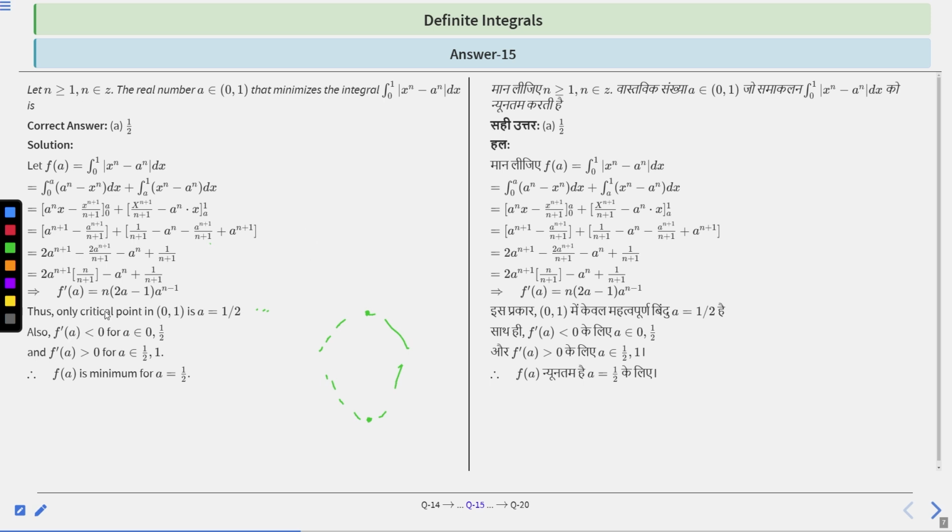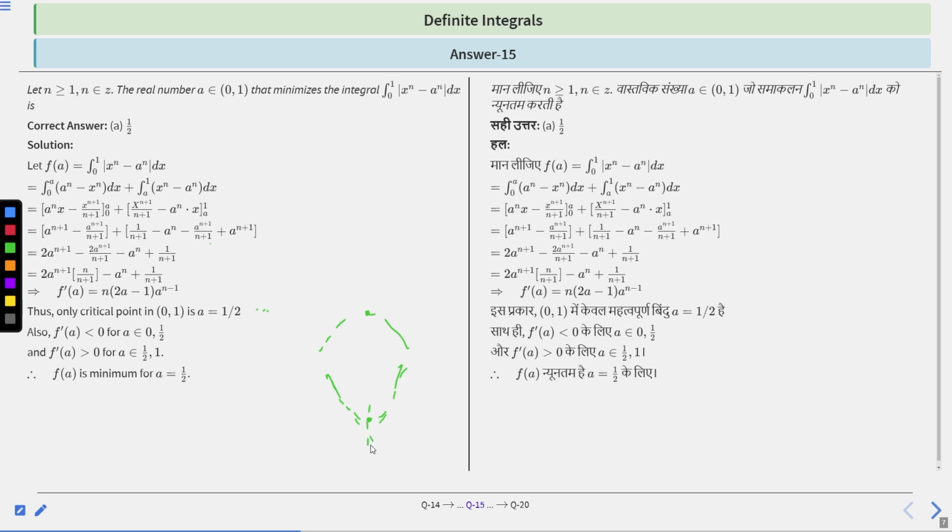Right. Also, see, f'(a), when a is between 0 and 1/2, then f'(a) will be less than 0, not greater than 0. And when a is between 1/2 and 1, then f'(a) is greater than 0, right? And this point is basically 1/2. Clear? That means at 1/2, f'(a) is changing sign from negative to positive.